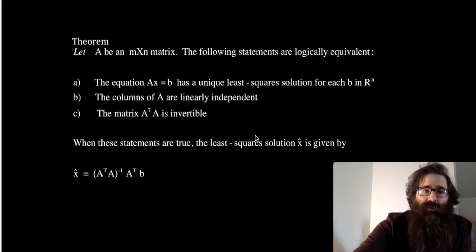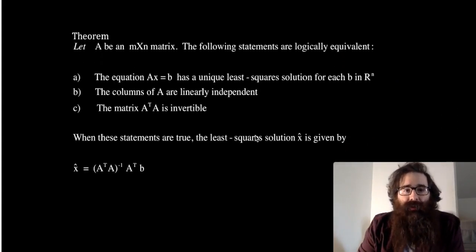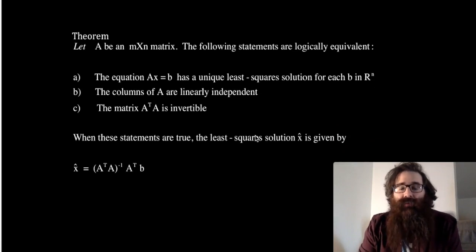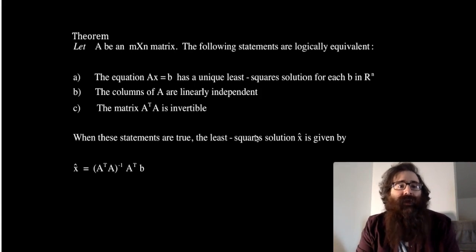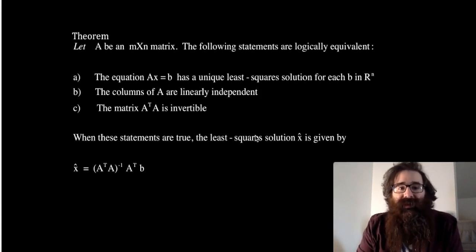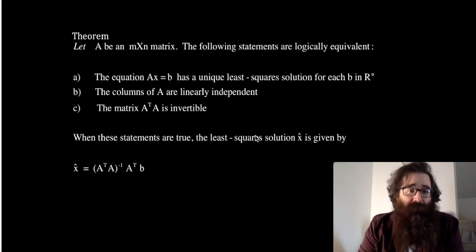We have a nice theorem. Let A be an m by n matrix. The following statements are logically equivalent, meaning if one is true, all of them are true. If one is false, all of them are false. First, the equation Ax equals B has a unique least square solution for each B in vector space Rm. Second, the columns of A are linearly independent. And third, the matrix A transpose times A is an invertible matrix.